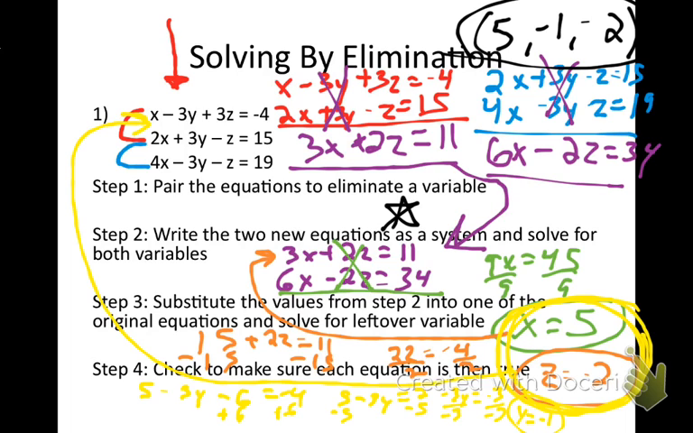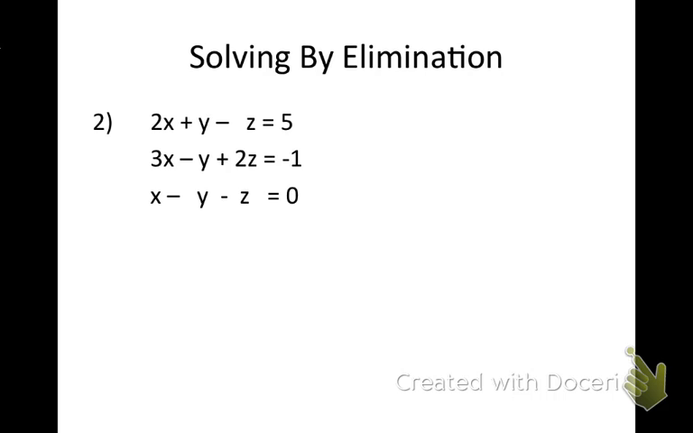Let's try another one here. I'll help you get started. So number 2. 2x plus y minus z equals 5. 3x minus y plus 2z equals negative 1. And x minus y minus z equals 0.